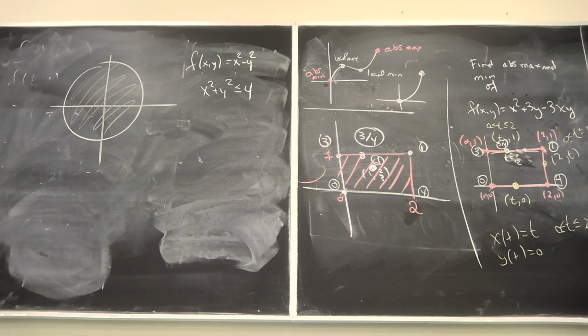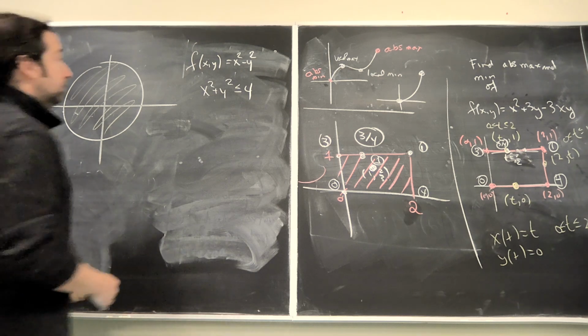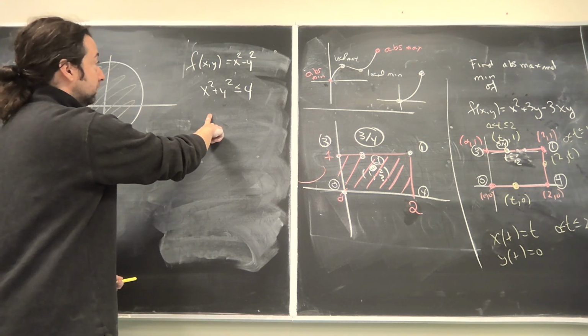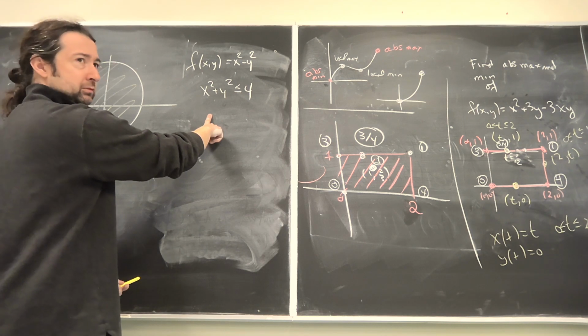It's pretty easy to eyeball where the local max or min should occur if it does. Where's the critical point for f? It's x squared plus on the top. What's that here? These are different. No, at the top it's the same equation, right?